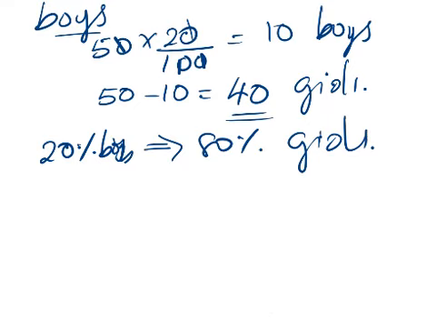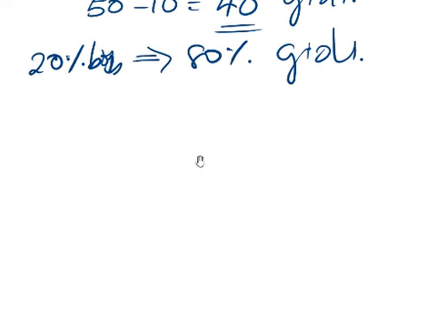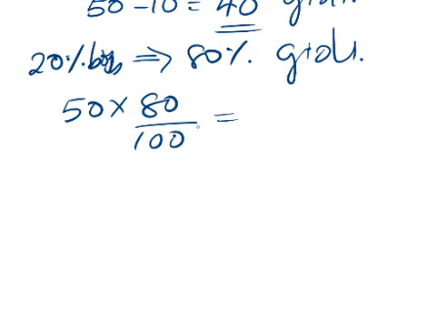50 is the total number of students. So I can write 50 times 80 over 100, that is equal to 5 into 8. We can cancel these zeros, then 5 into 8, 40 girls. So in both methods, we got the same answer. There are 40 girls in your class.